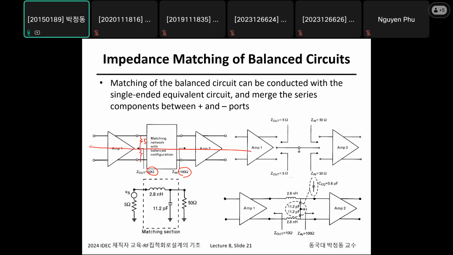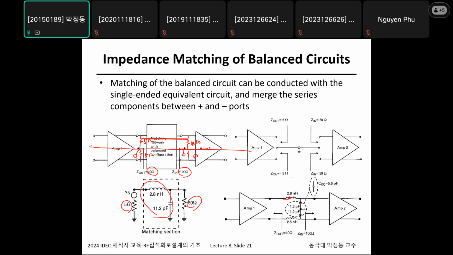Then this is divided into two parts. This is a 5 ohm and this is a 5 ohm. Totally 10 ohm differentially, but in single-ended it's a 5 ohm. This is the same: differentially 100 ohm, single-ended 50 ohm, just making a ground over it. So in single-ended form, this is just a matching between 5 ohm and 50. Then you just make an L matching network like this.